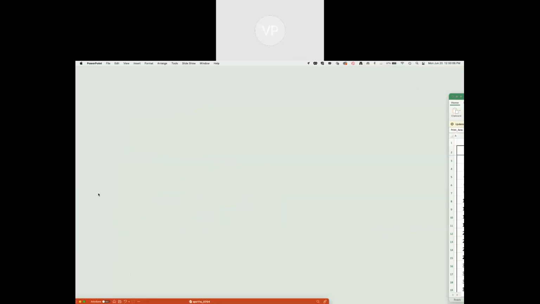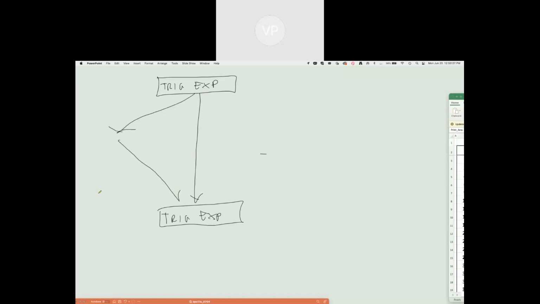In a nutshell, though, here's how the problem works for your identities. You're given some trig expression, and your goal is to get to some other trig expression down here. Sometimes it's a straight path. Sometimes you got to go here and then here. Sometimes you got to go all this long way and you end up over here. But as long as you're following your steps, you're eventually going to get there.